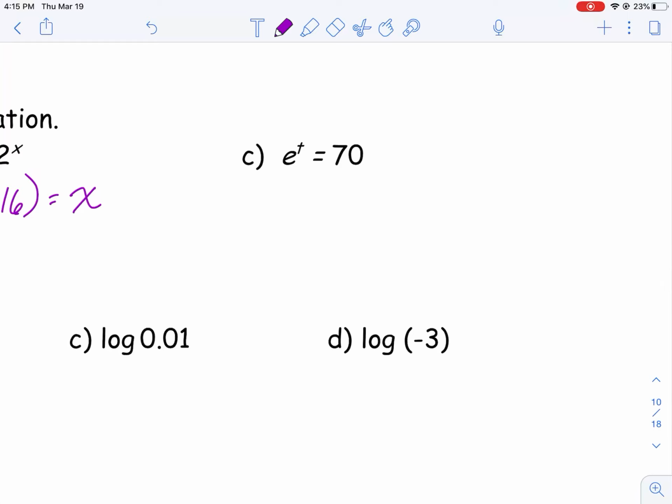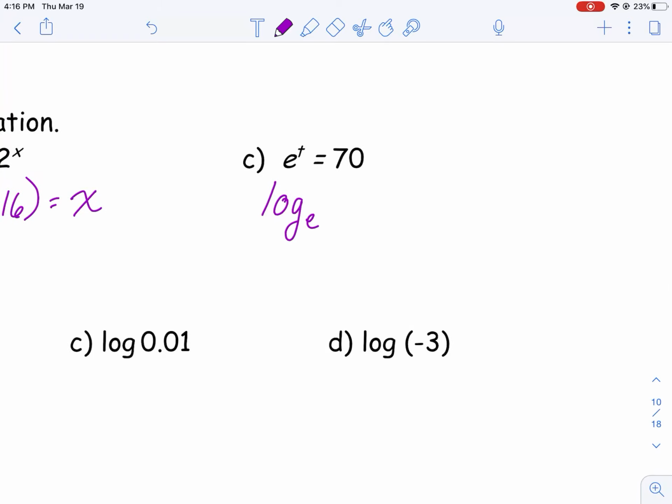And the last one, e. Do you remember e? Hopefully you're thinking it's a number. What number is it? Hopefully you're remembering 2.71. So it's actually not going to come into play here, but I just want you to be thinking that way. We need to write a logarithmic equation. So log base, what's my base? Log base e of my product, which is 70, equals my exponent, which is t. So once again, this is my base, this is my product, and this is my exponent.